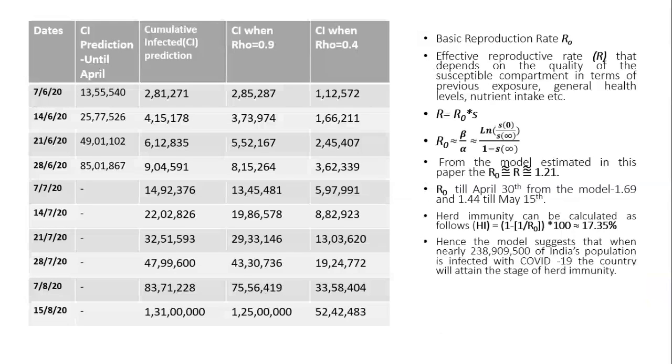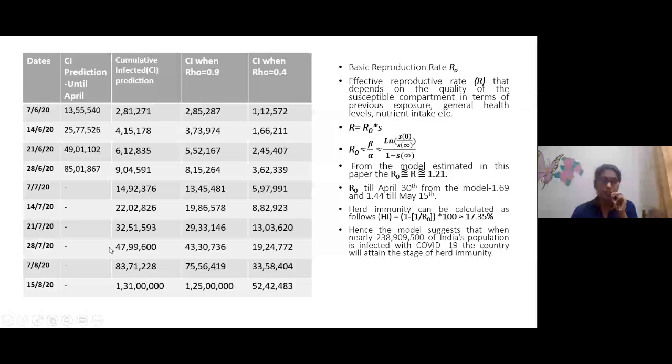And just out of curiosity, I also did a herd immunity test. So it says that according to this model, herd immunity can be achieved at 17.35%. That is, if 238 million population of India are infected with the disease, probably we can achieve herd immunity. And there has been an instance of Princeton scholars saying that because of the economic backdrop, herd immunity might be the only way in which we can move forward also.